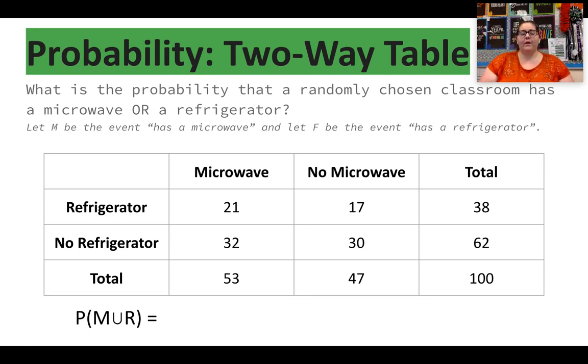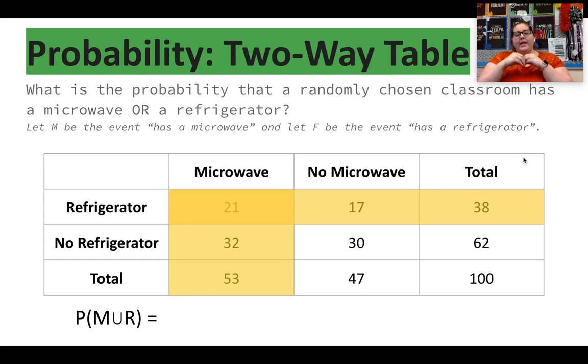So maybe I'm saying, okay, I have 38 total refrigerators and I have 53 total microwaves. So I would add those two together because "or" means add, because we're unioning them together. But if I add 38 plus 53, because those are the total amount of refrigerators and microwaves, what happens is I end up counting these 21 classrooms that have both twice. They're part of the 38 and they're also part of the 53.